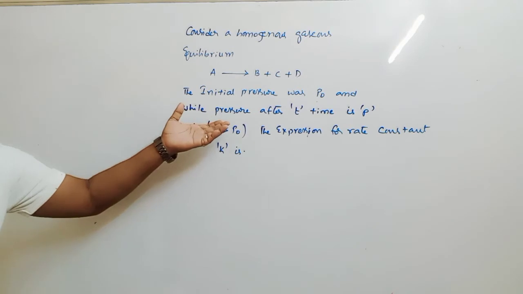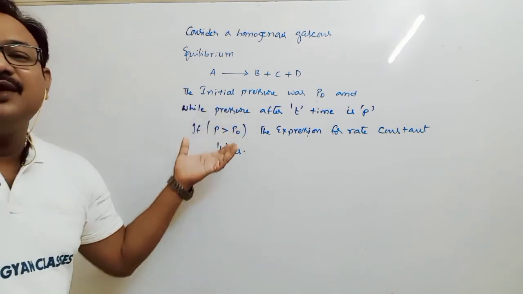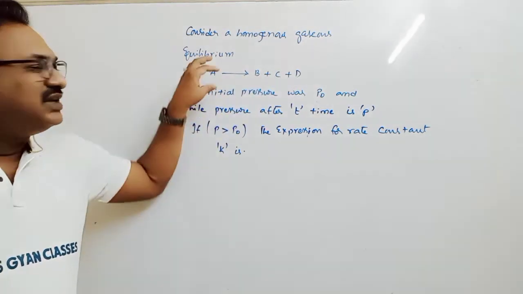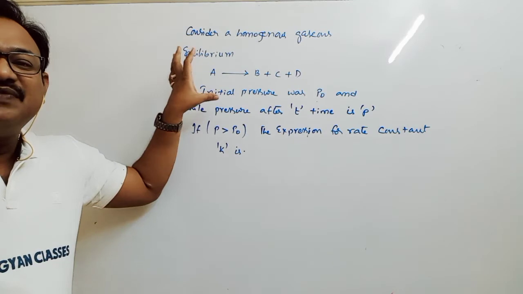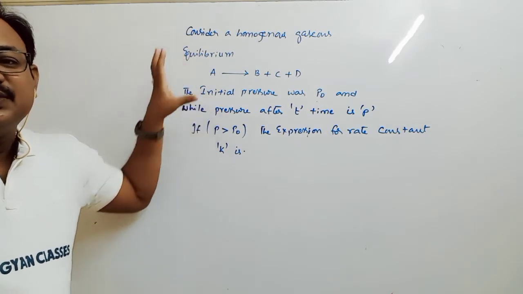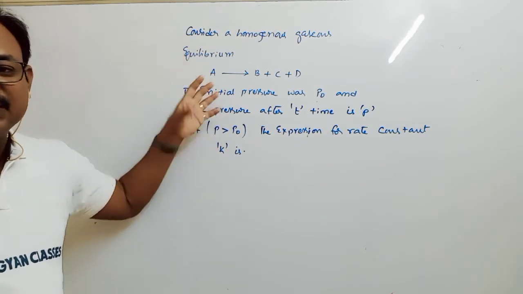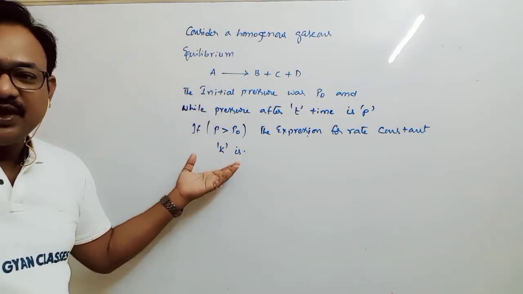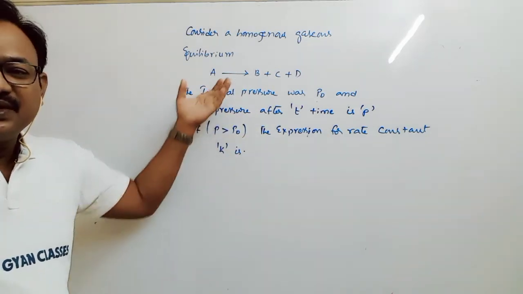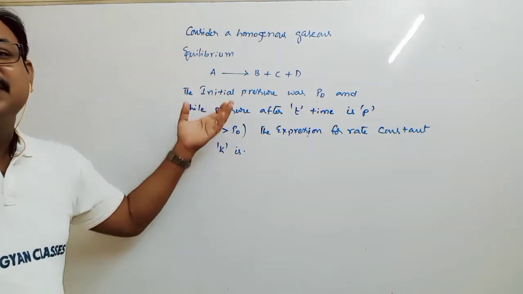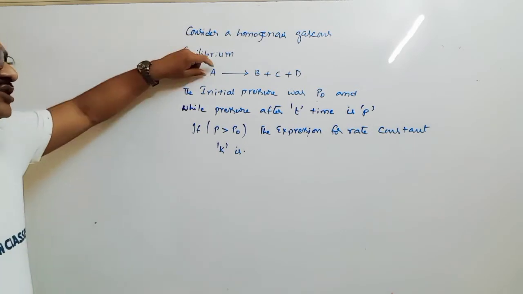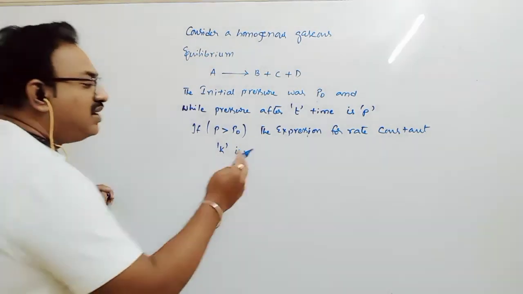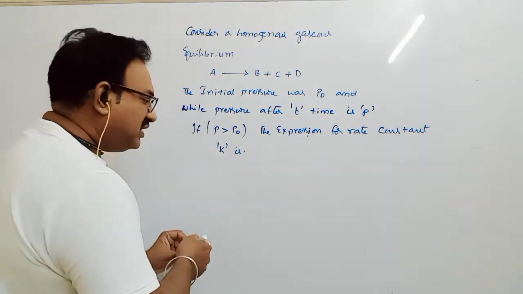Here there is no data regarding the order of the reaction, but A gives rise to B plus C plus D, so we are assuming it as a first order reaction. As per the options you can understand it. Options were given, but I'll explain the question. Assume it as a first order reaction because one reactant gives rise to B, C and D. Now let me go through the explanation for this question.